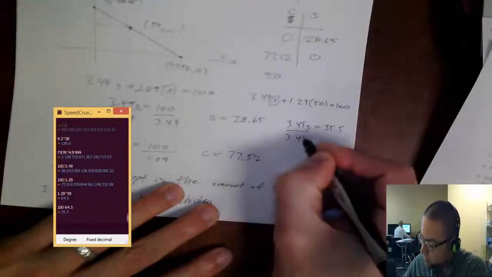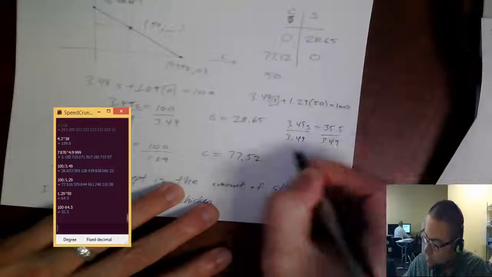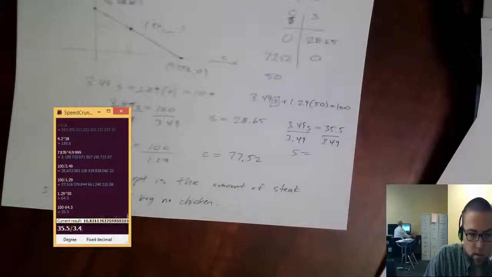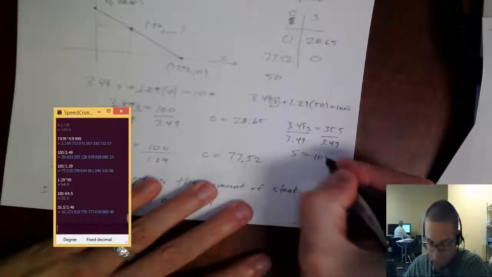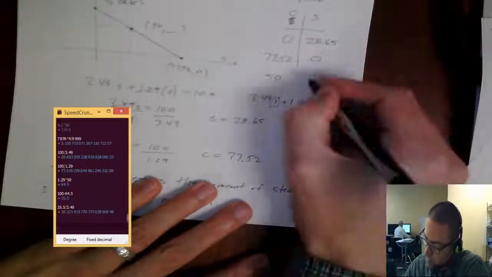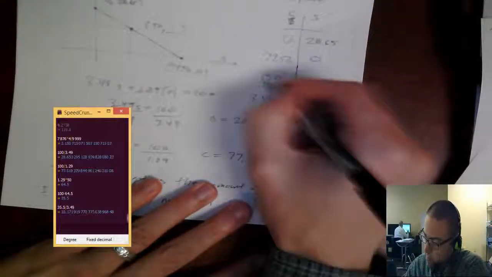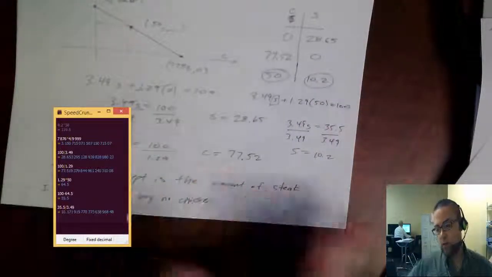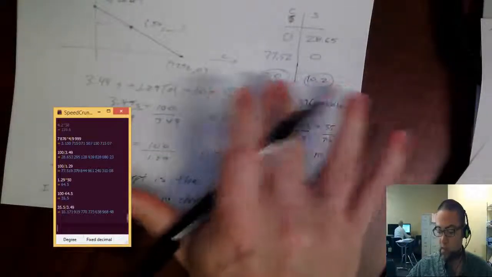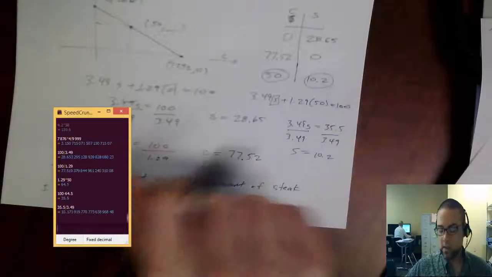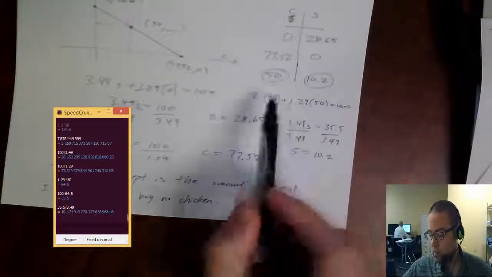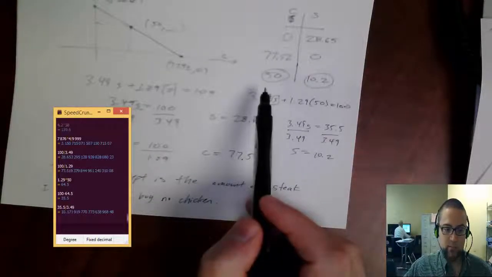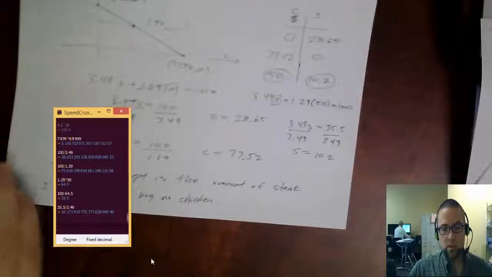Divide both sides by 3.49. So the amount of steak I can buy would be 10.2 basically. So if I bought 50 pounds of chicken, I could buy 10 pounds of steak. You might want to find some value where you're getting an equal amount of chicken and steak. You can play with the numbers. It looks like you could buy less chicken, but then you're not getting as much food, right?